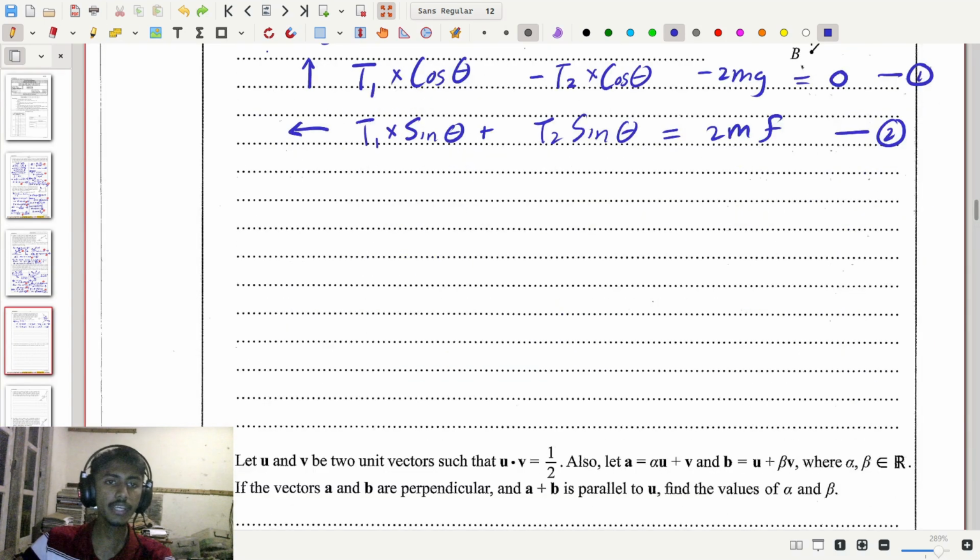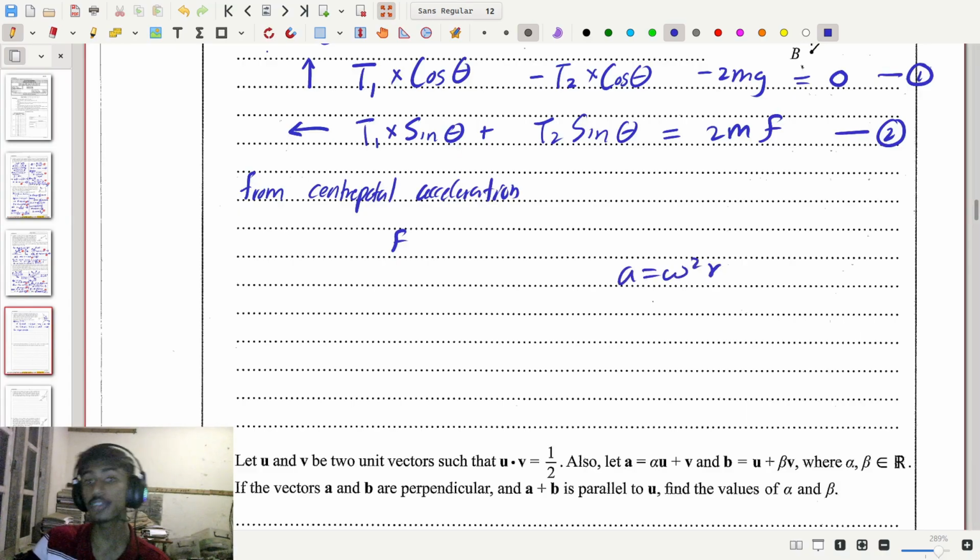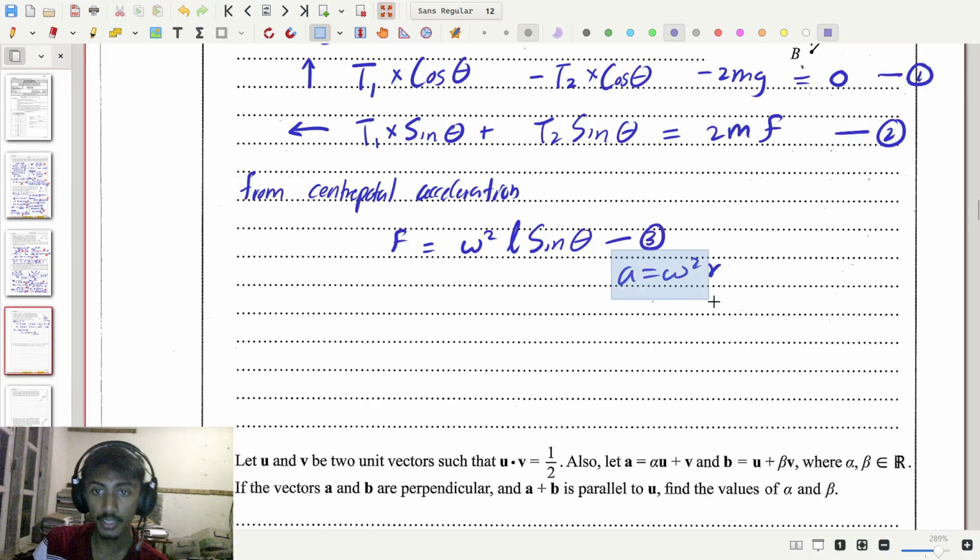Now according to that, we can say from centripetal acceleration, our f, according to the formula a equals omega squared times r, must be equal to omega squared times the radius, which is L sine theta. That's going to be equation number 3, and with that we can substitute 1, 2 and 3 into each other in order to find the value of T1.